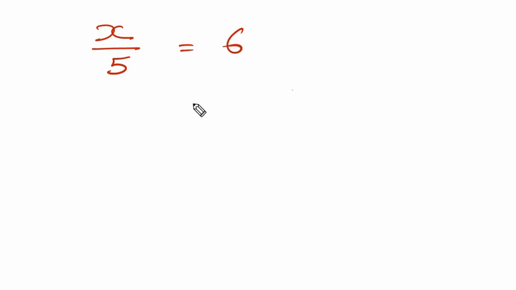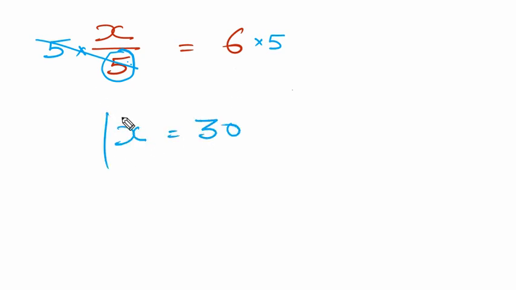Now in this case, this variable is divided by this number. So when it is divided by this number, you multiply with the same number both sides. Why are we doing it? Because we want to remove this. 5 divided by 5 will give you 1, and that will be removed. So x equal 6 multiplied by 5 will give you 30.